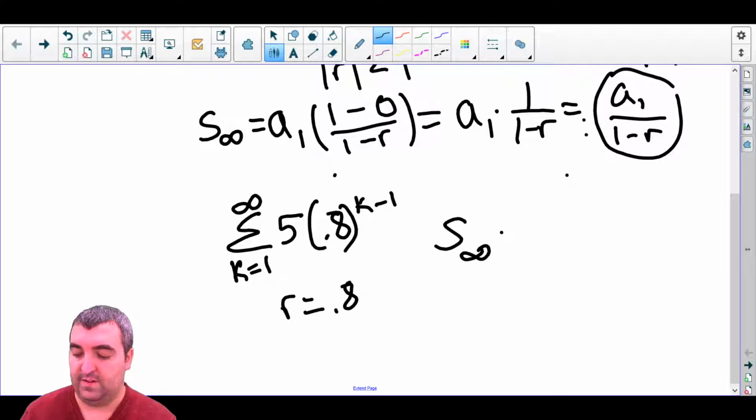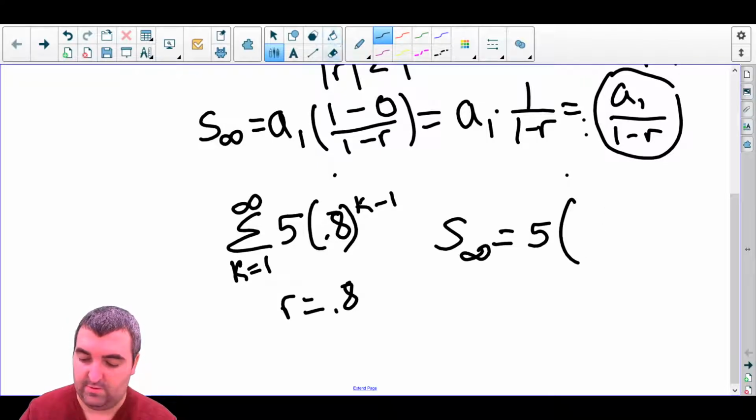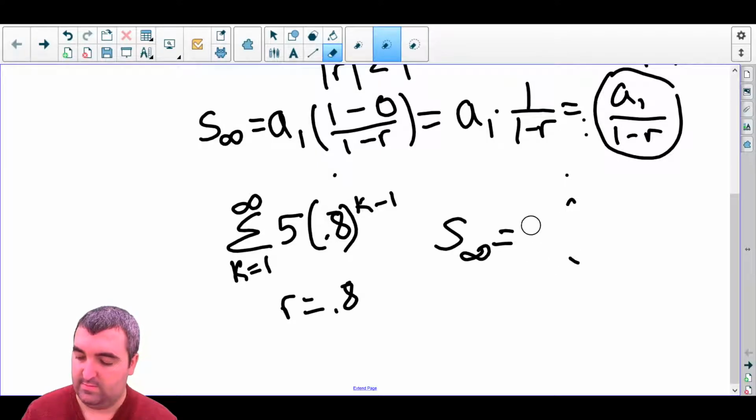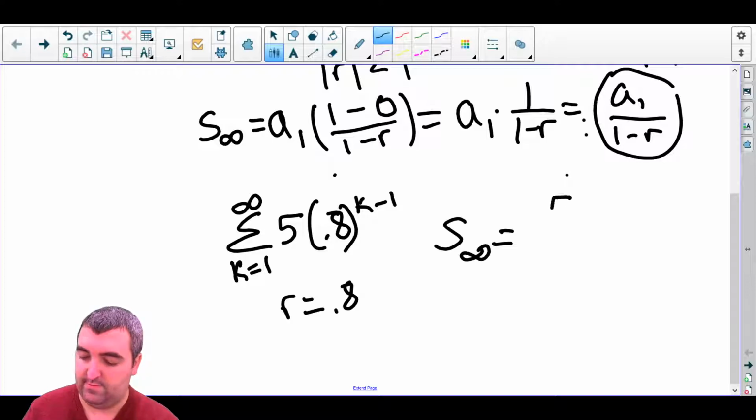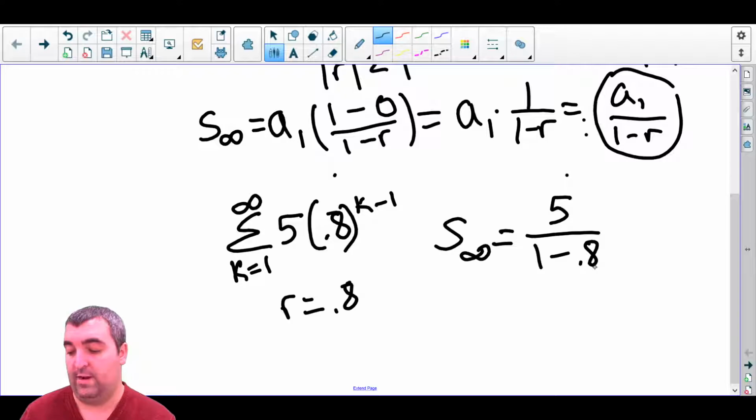So S sub infinity, meaning the sum to infinity, is the first term, which is 5. Let me write it in the proper notation. So it'd be a1 on top, so 5, and then 1 minus 0.8. 1 minus 0.8 is 0.2, which is 1/5. So this would actually end up equaling 25.